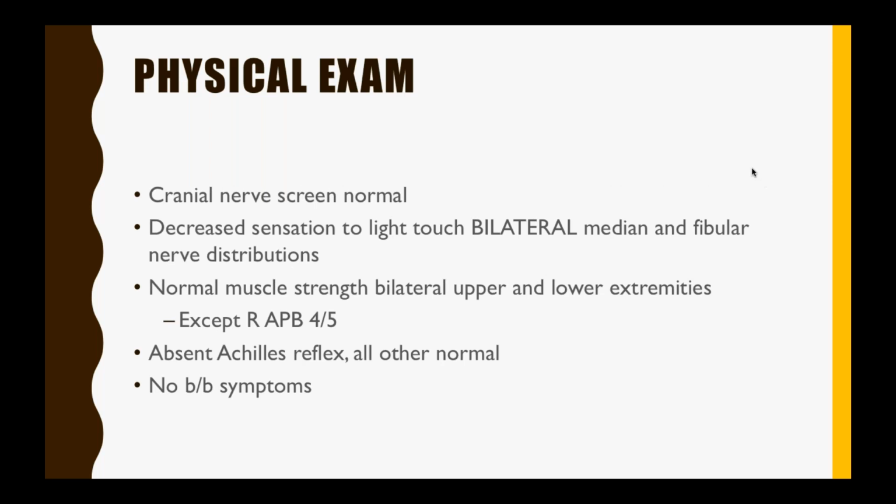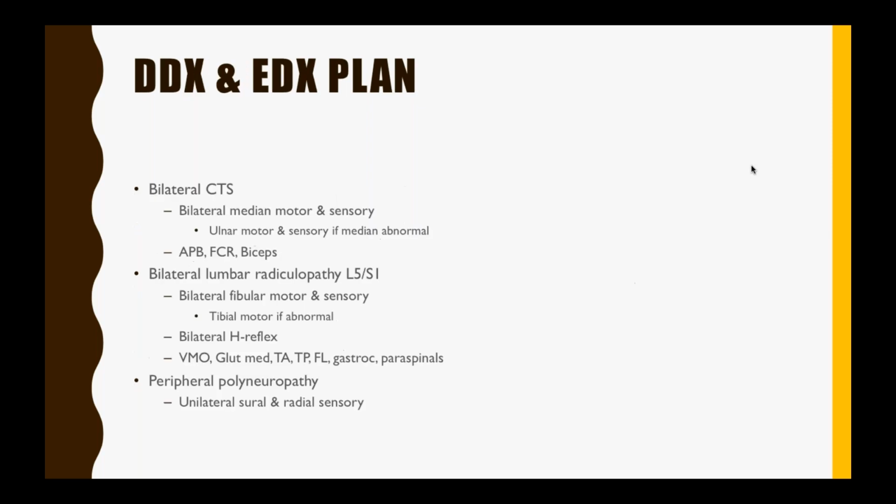On her physical exam, the cranial nerve screen was normal. She had decreased sensation to light touch in the bilateral median and fibular or peroneal nerve distributions. Her strength was normal, except for some weakness of the right APB. She had an absent Achilles reflex, but all other reflexes were normal, and she had no bowel or bladder dysfunction.